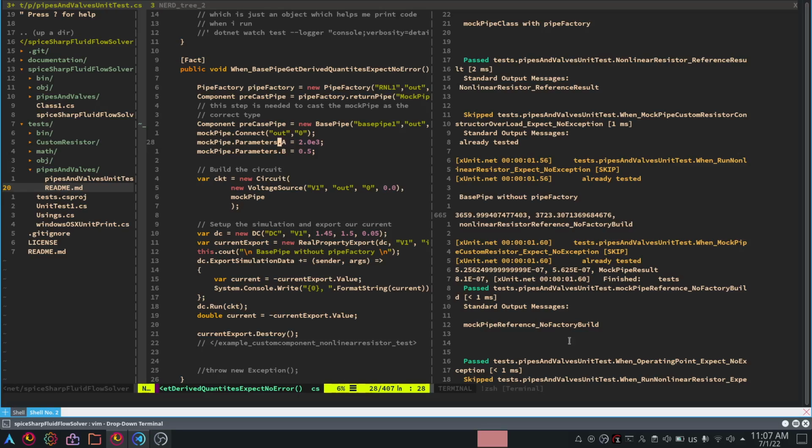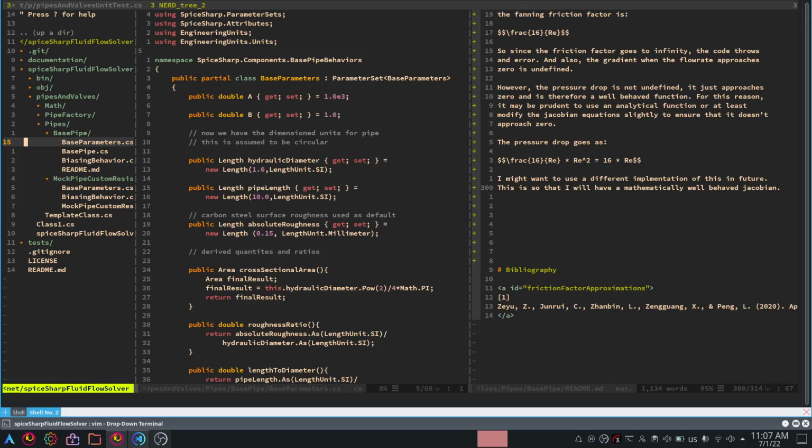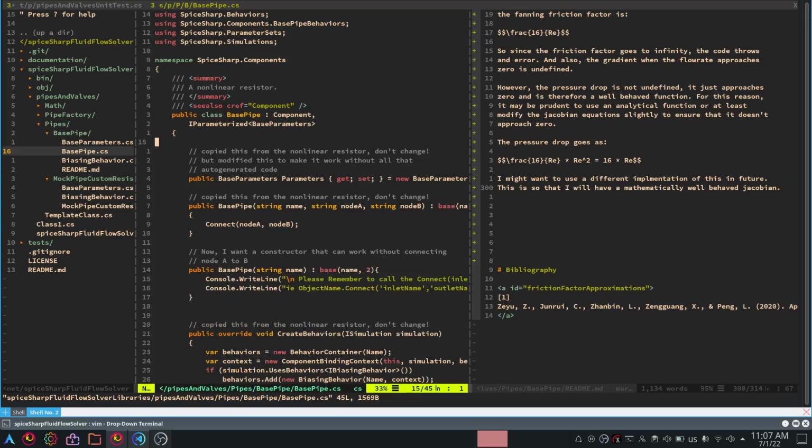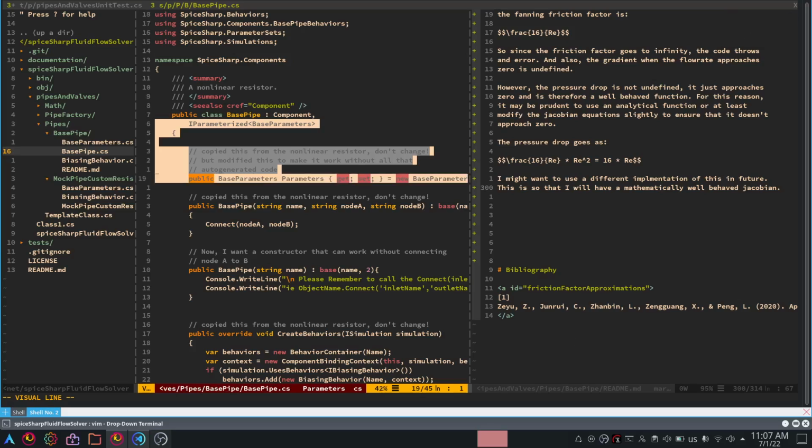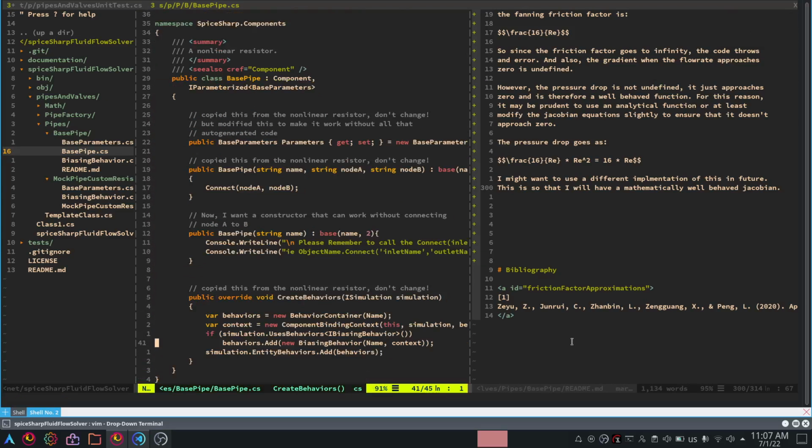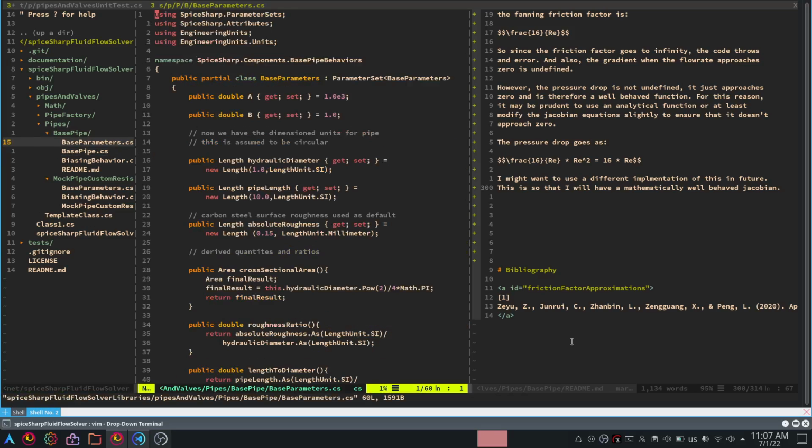The more interesting part is what goes on underneath the hood. So what goes on underneath the hood? All right, let's go to BasePipe. BasePipe is basically the same as my mod pipe, except I changed the names. Nothing else here really changes. The more interesting part is in the base parameters.